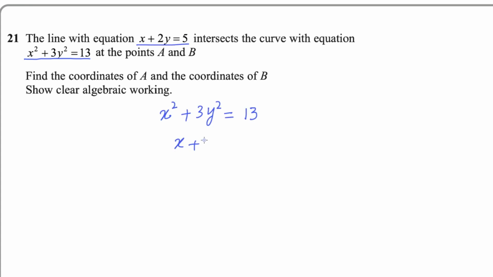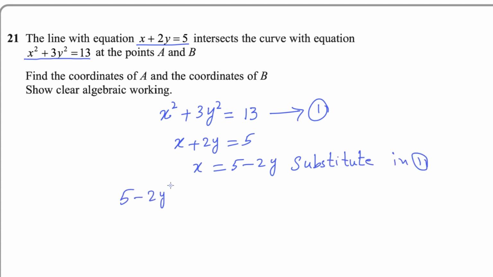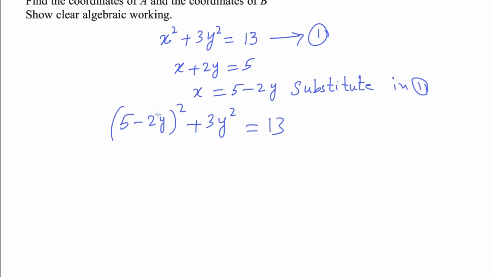So easily we can get the value of x from here: x equals 5 minus 2y, and we can substitute this in equation number 1. So it will be (5 minus 2y) whole squared plus 3y squared equals 13. Now expand the bracket. 5 squared is 25, and the product is minus, so minus 2 times the product of these two numbers: 2 multiplied by 5 is 10, 10 multiplied by 2 is 20, 20y, and then the square of this value, plus 4y squared, plus 3y squared, and you can bring 13 to the left side to form a quadratic equation in terms of y.